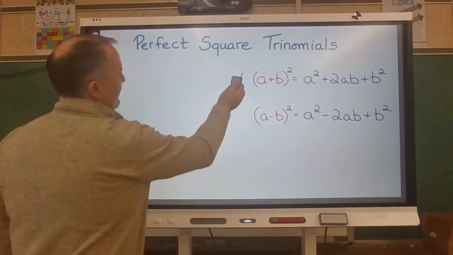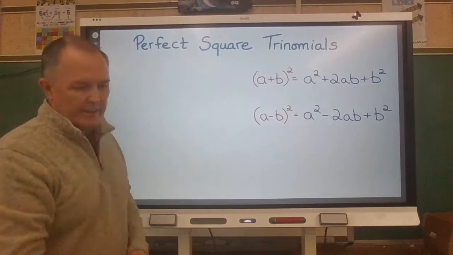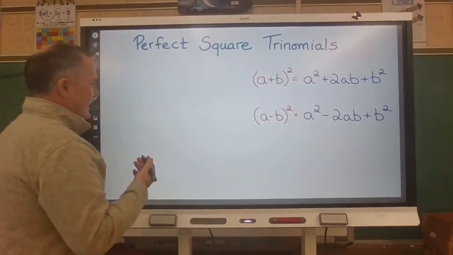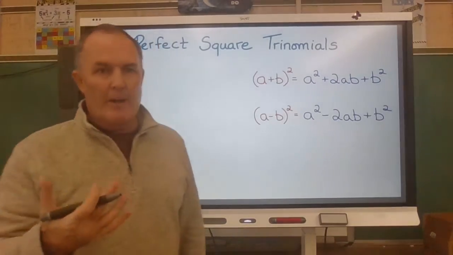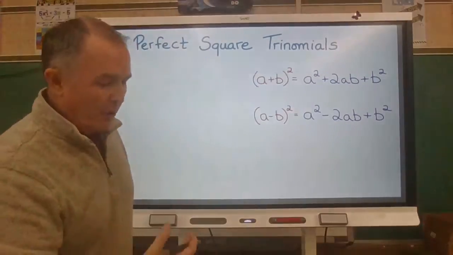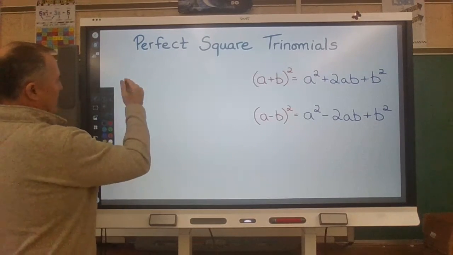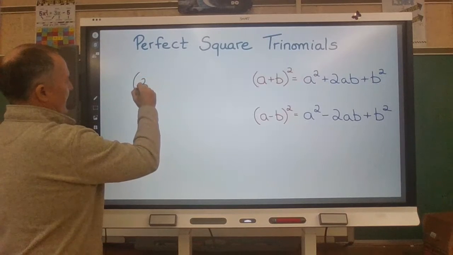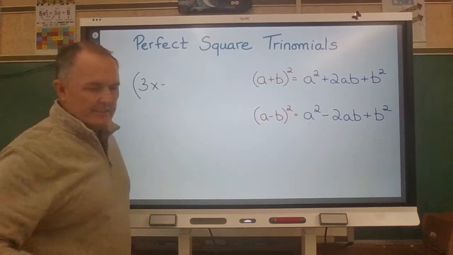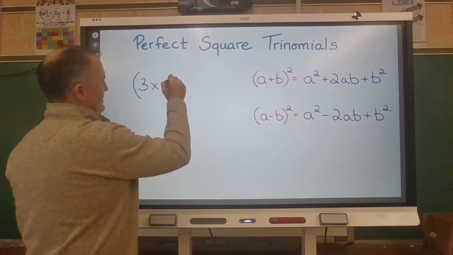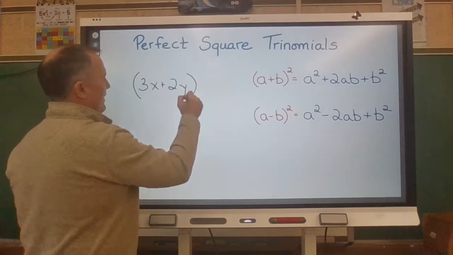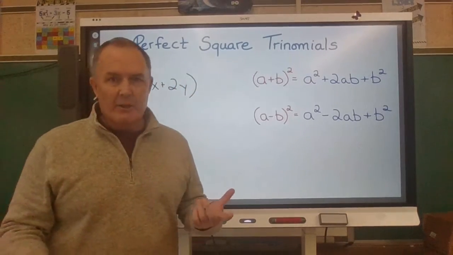All right, you can also have different numbers, different letters or variables on the inside. And it works for everything. So if you're doing higher level math and it's a perfect square trinomial, this still works. Let's do black. So say I had 3x plus 2y. The same pattern still works.